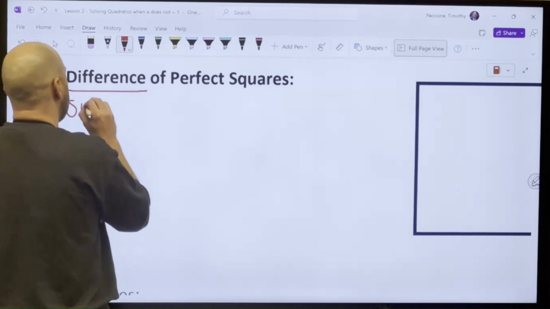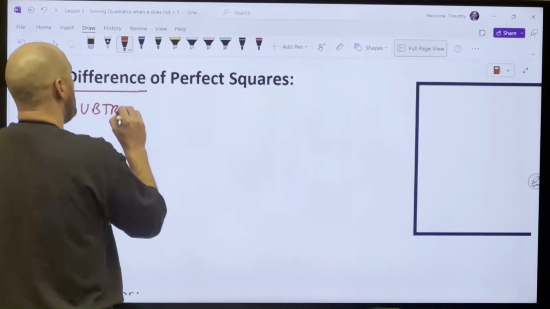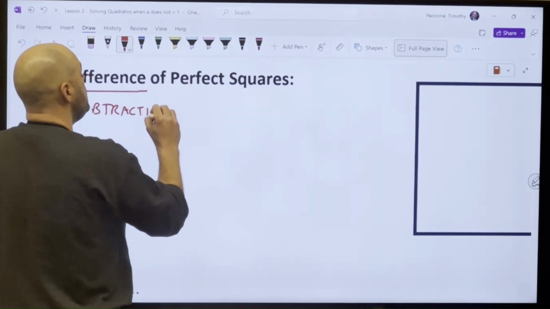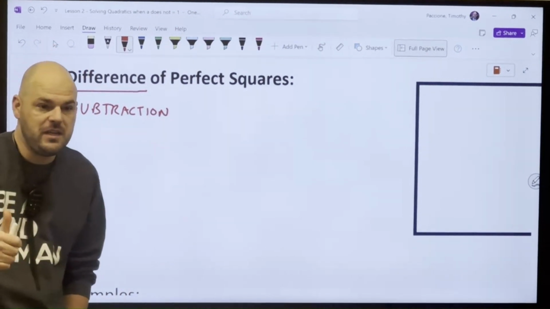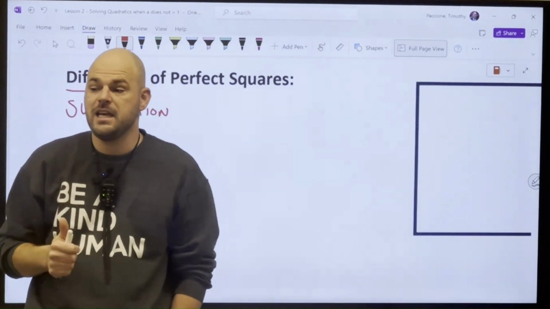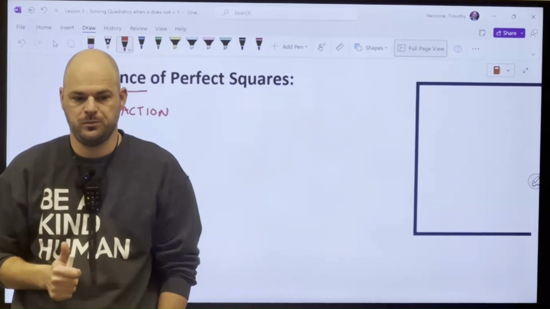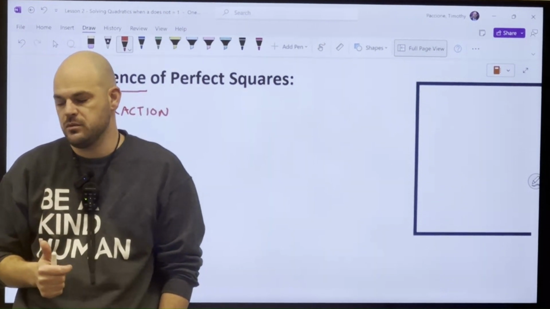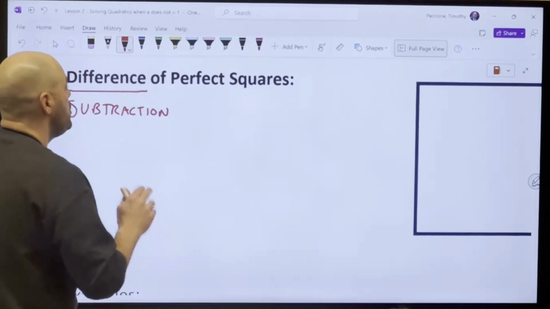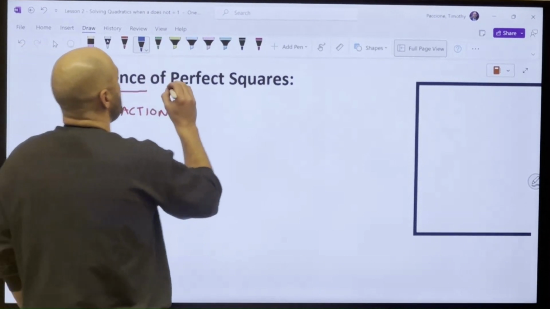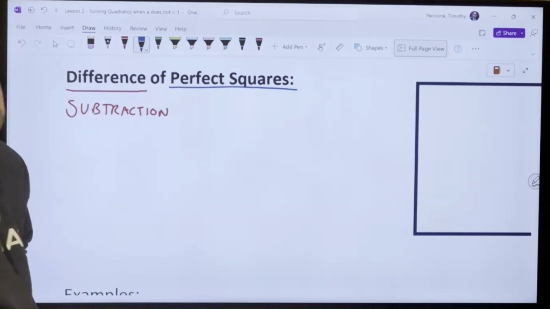There's a reason I'm making a point of pointing out this word, because it's not the addition of perfect squares. If it's adding, you can't do what we're about to do. It's just subtraction, okay? So make sure you're looking for that subtraction. Now let's talk about the word perfect squares.